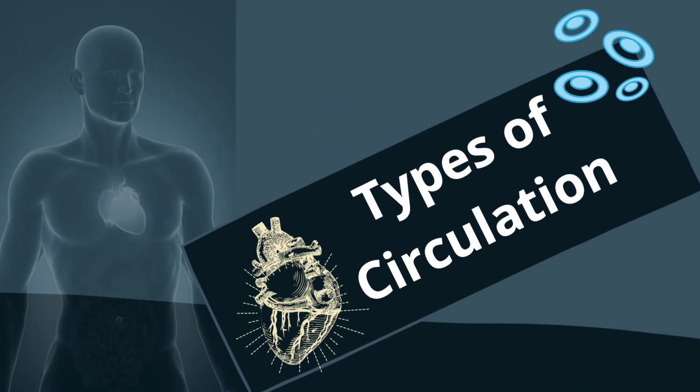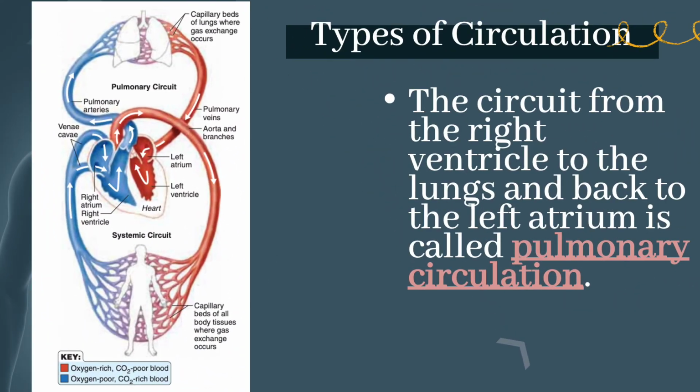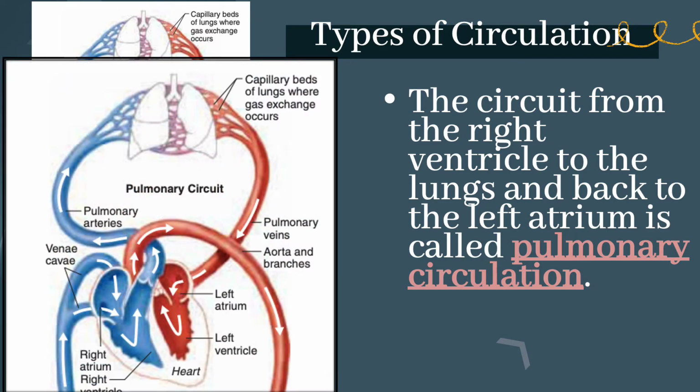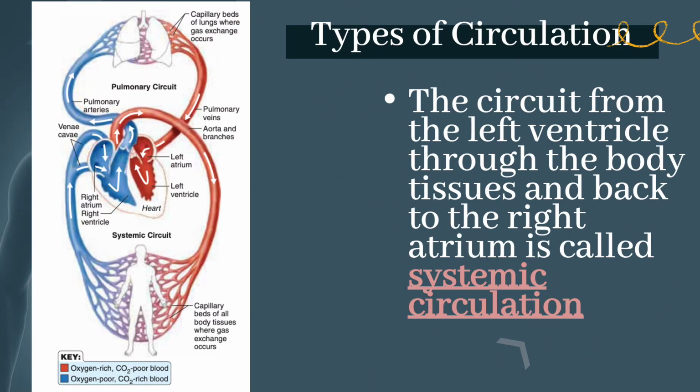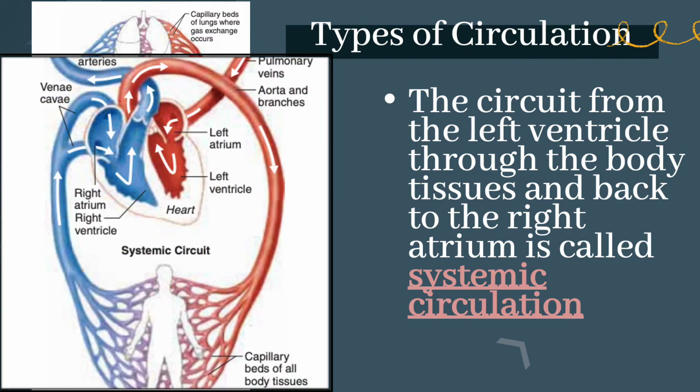The blood vessels of the body are functionally divided into 2 distinctive circuits, the pulmonary circuit and the systemic circuit. The circuit from the right ventricle to the lungs and back to the left atrium is called pulmonary circulation. The circuit from the left ventricle through the body tissues and back to the right atrium is called systemic circulation.